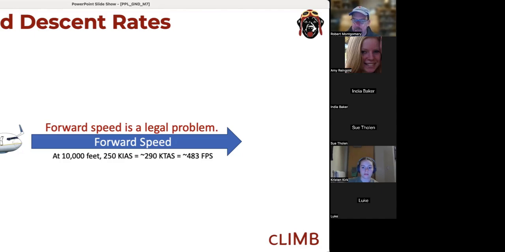And my speed limit says I'm not allowed to go faster than 250 knots indicated airspeed. If I do some arithmetic at 10,000 feet, that 250 knots indicated is going to be roughly 290 knots true airspeed. I can actually calculate that as about 483 feet per second, roughly half the speed of a slow bullet.